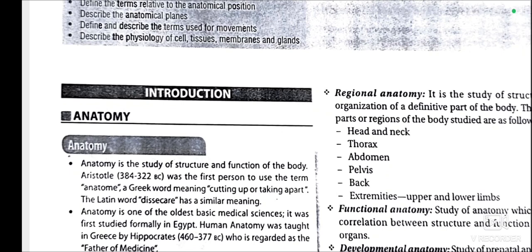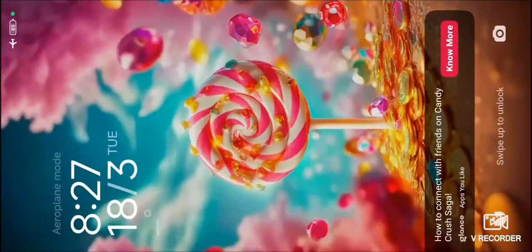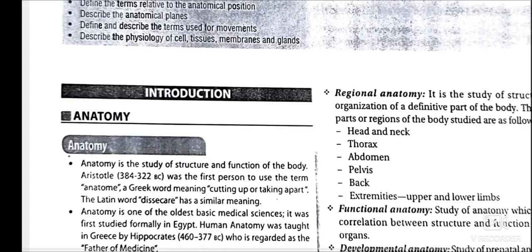And what about physiology? Physiology means the science of body functions. There is a difference there. Anatomy means the study of body structure, and physiology means the study of body function.